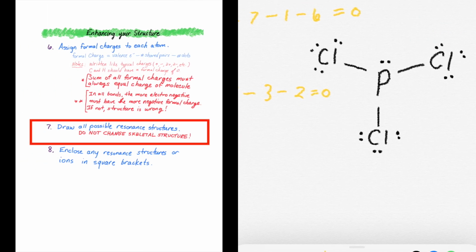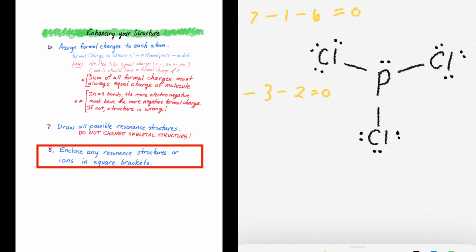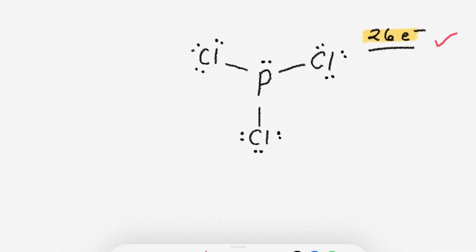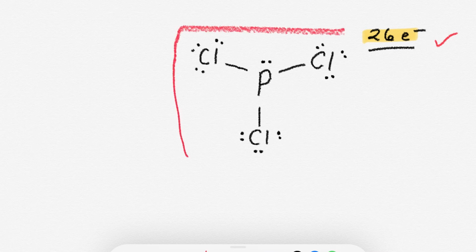This has no resonance structures, and you'll notice that this is not an ion, so we do not need any square brackets. So therefore, students, this is our final answer. This is our structure for phosphorus trichloride.